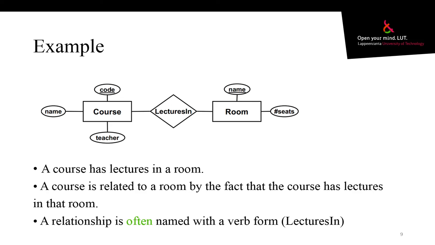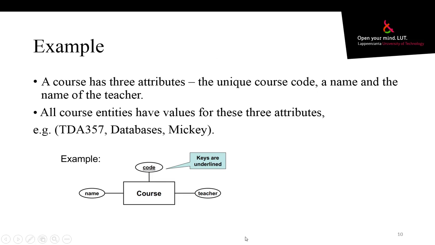Making it more concrete, we have a course entity. We have a course as a lecture in a room, and the relationship between the course entity and the room is that there are lectures in the room. So this is the relation among them. That is an example of how we can relate an entity to another entity via a relationship. Here the relationship is often named in a verb form. So each time you make any relationship, usually it's an action word, it should be a verb.